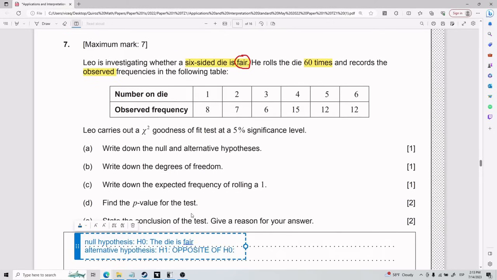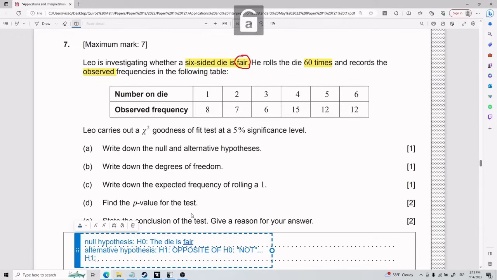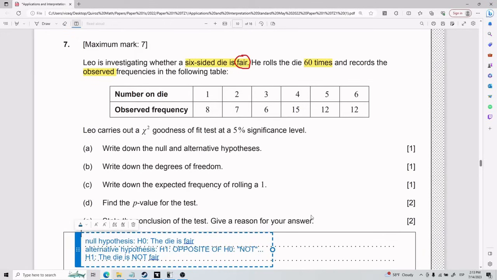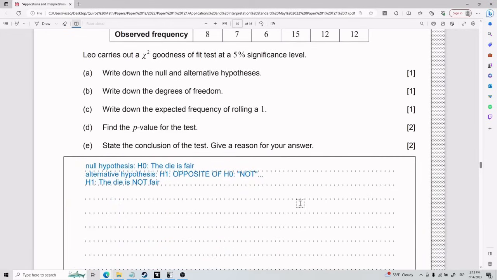And so whatever you put in H0 with the word not, okay? So my H1 is actually going to be that the die is not fair, okay? So that is a cool way to sort of remember what to put in H0, what to put in H1. One of them has to have the word not, okay? And everything else is the same. Okay, so I'm just going to put that for H0, that the die is fair. For H1, that the die is not fair. That is for part A.